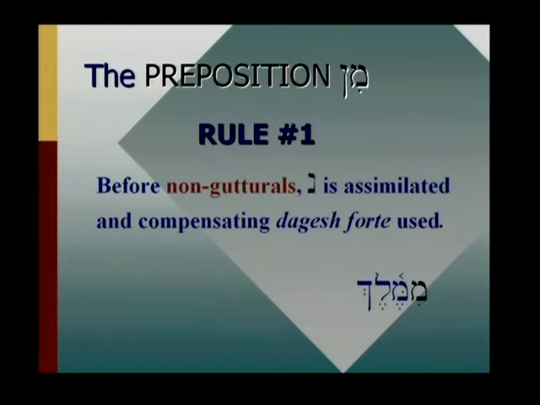And of course, if it is a guttural, that's going to be rejected, so it's going to cause other things to happen. Nahar becomes min nahar. Yom becomes miyom. It's the idea of a doubling dagesh in that first letter of the noun. From a day, from a river, from a king. Okay?